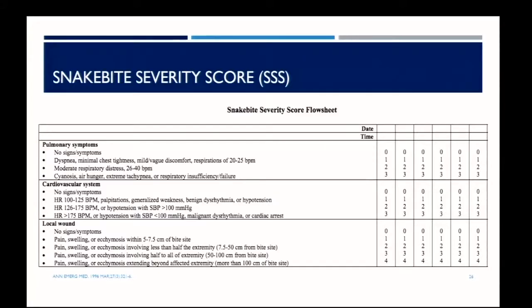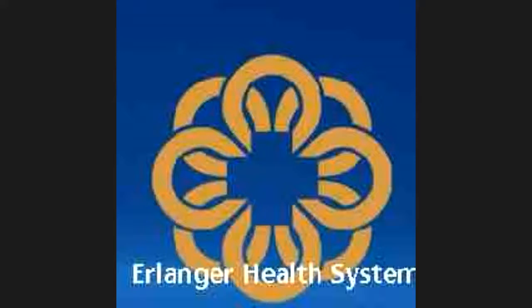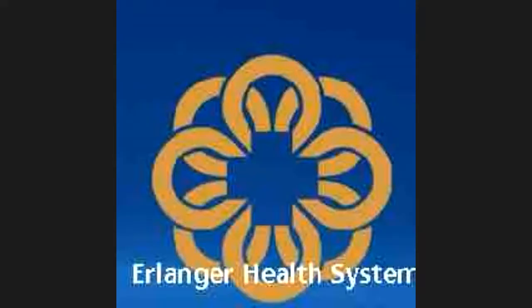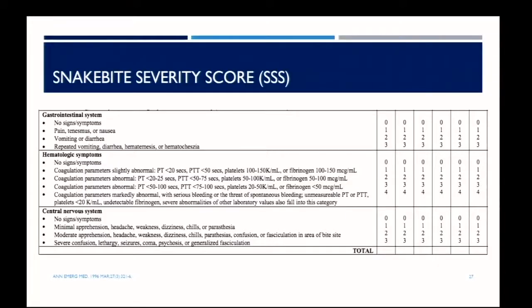And so I just wanted to include this illustration of one example of a sliding snakebite severity score flow sheet used by a different hospital that shows how each of the 6 different criteria are broken down and what is correlated to what point value. And then this is just the second half.